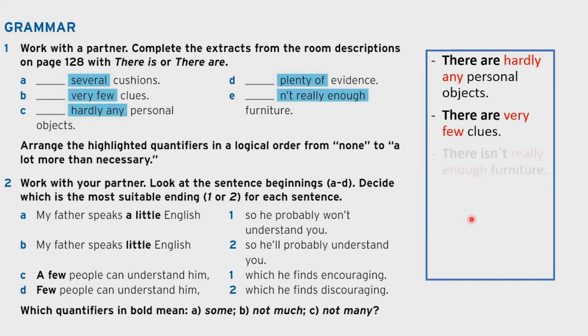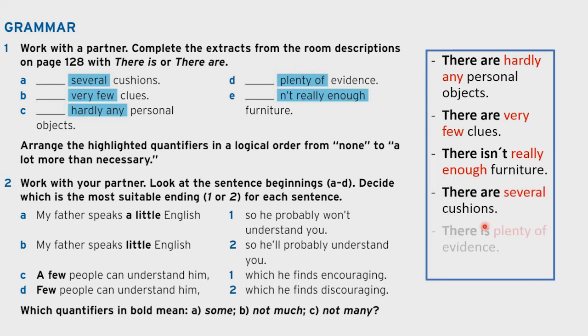We continue with not enough. There isn't really enough furniture, right? Then talking about a lot, we have there are several cushions, and the last one that means a lot more than necessary will be there is plenty of evidence.